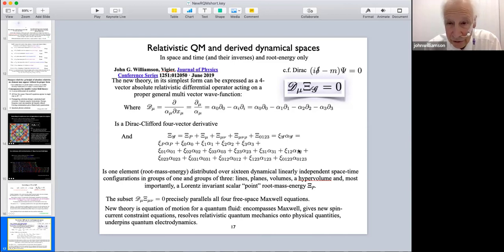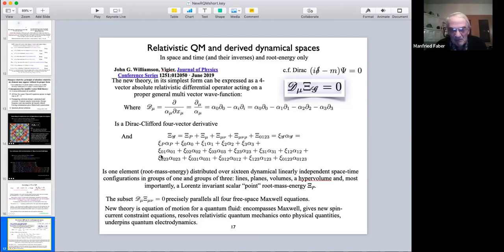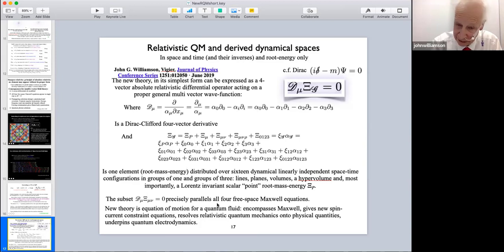So I want to act with this on this. I'm going to have four components acting on 16, and I'm going to get 64 elements. Also, I just want to note that the subset d mu psi mu nu, taking just the six field components, precisely parallels all four free space Maxwell's equations with the proper signs, as in the sign convention of Jackson. So the new theory is an equation of motion for a quantum fluid encompassing Maxwell, encompassing new spin current constraint equations, resolving relativistic quantum mechanics onto physical quantities rather than mathematical quantities, and I claim it underpins quantum electrodynamics. So let's try and show all of that.